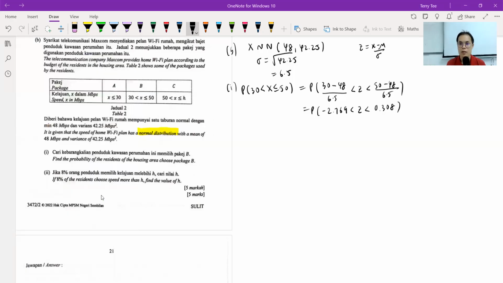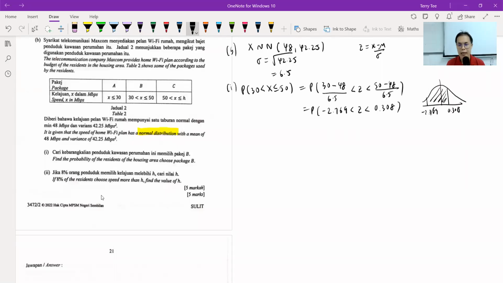0.308. Okay, so here I would prefer that you do a sketch like this. One is negative 2.769. One is positive 0.308. So the area under the graph is here.